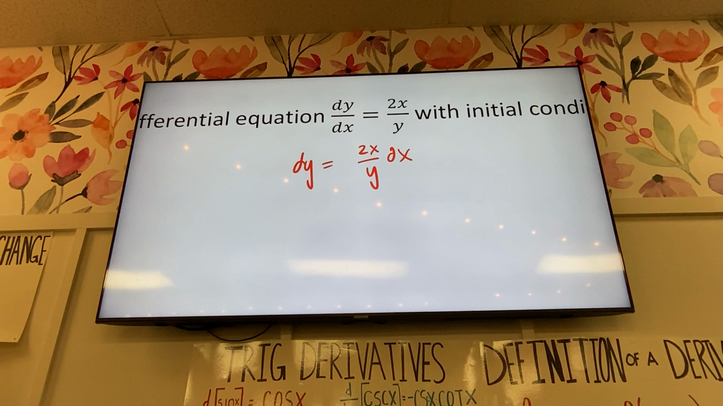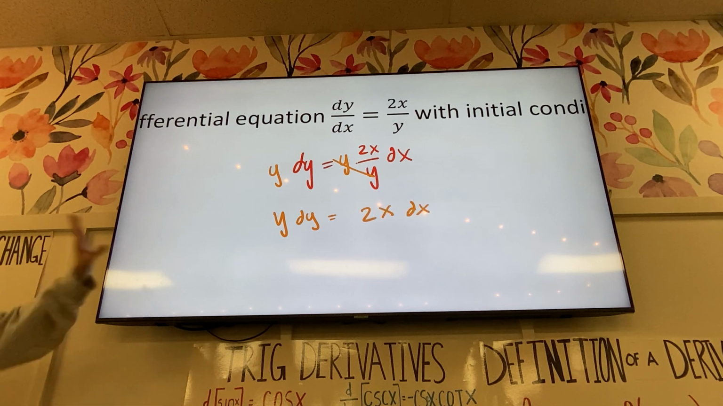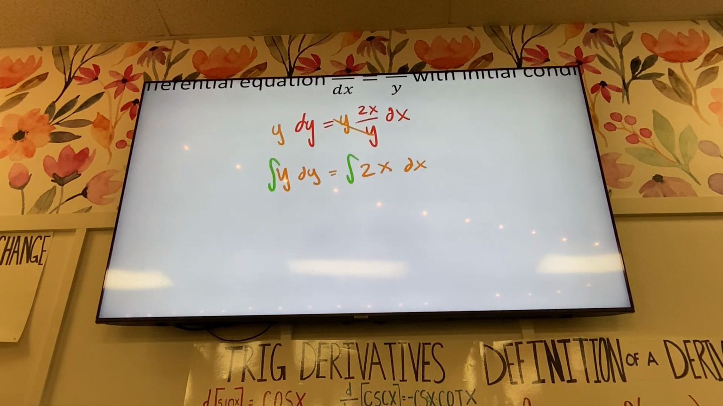Now how would I separate the variables to get y's on one side? Multiply by y. Good. So y dy equals 2x dx. Now that I have y's on this side and x's on this side, I can integrate. What is the integral of y? y squared over 2. What's the integral of 2x? 2x squared over 2, which the 2's will cancel and you just get x squared.